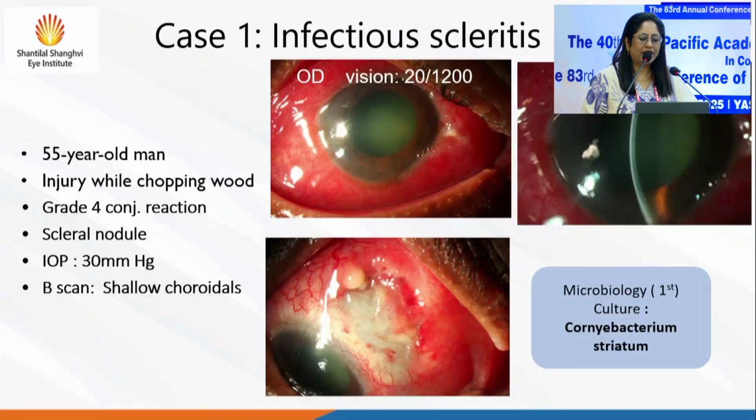Coming straight to the case-based part of my talk, my first case is a 55-year-old man. He had an injury while chopping wood. You can see in the slides here that he has a very diffuse, angry-looking eye, and somewhere here is a nodule. Not very sure. He had secondary glaucoma. The B scan showed shallow choroidals. We had to explore to see where exactly the penetrating injury was, and we took microbiological scrapings. Very soon on follow-up, the patient started developing necrosis in this area, and not in what we thought was a nodule inferiorly. The first microbiology culture was doubtful, but it came as Corynebacterium.